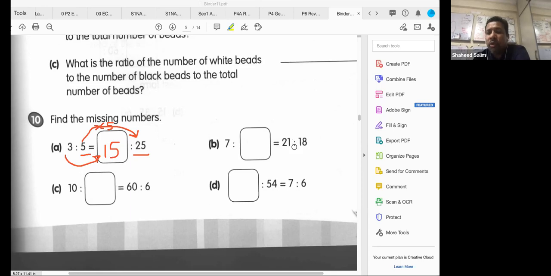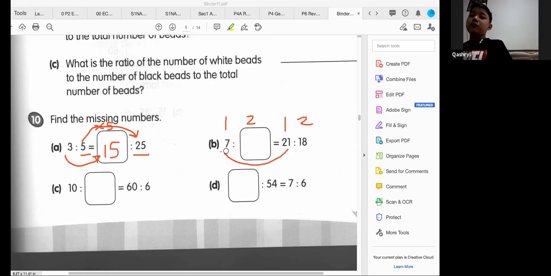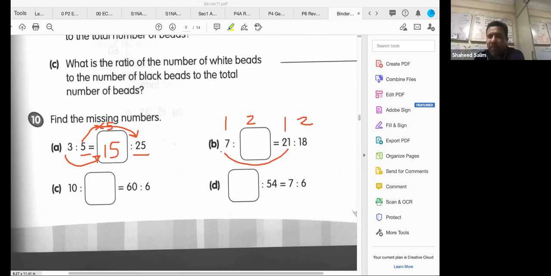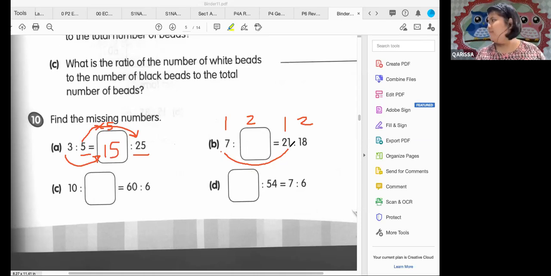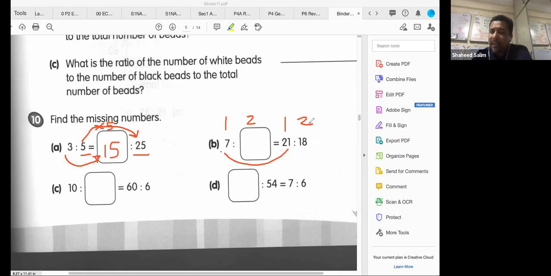Sometimes you got to divide. So you say, this is first number, this is second number. This is first number, this is second number. So first and first. From 21, what happened to become 7? Divide by 4 cannot. 21 cannot divide by 4. Times 4 also cannot. 4 is not the right number. Divide by 3. 21 divided by 3 gets 7. 18 divided by 3 gets 6. Well done.